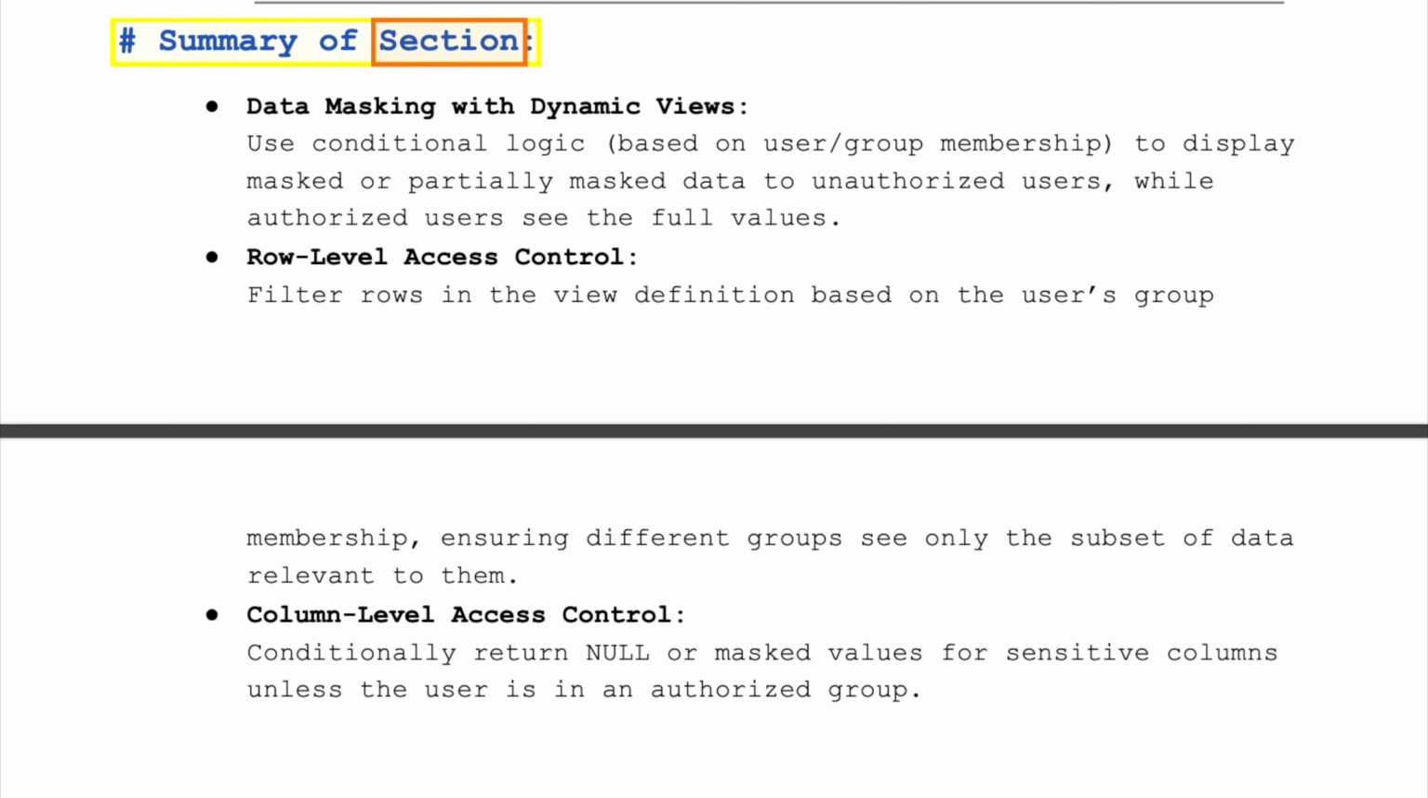Summary of section. Data masking with dynamic views: use conditional logic based on user group membership to display masked or partially masked data to unauthorized users, while authorized users see the full values. Row-level access control: filter rows in the view definition based on the user's group membership, ensuring different groups see only the subset of data relevant to them. Column-level access control: conditionally return null or masked values for sensitive columns unless the user is in an authorized group.